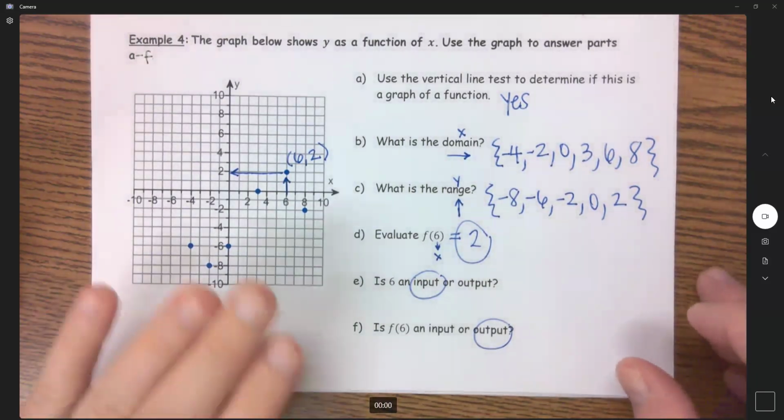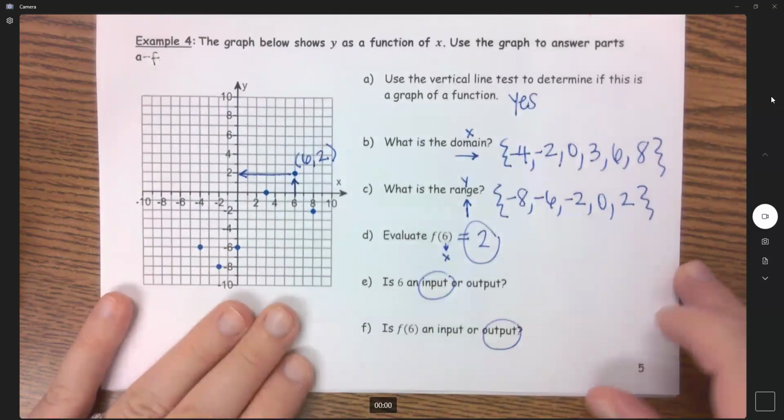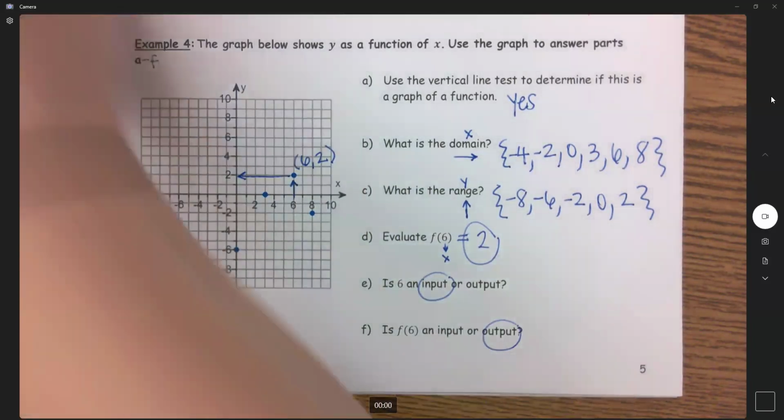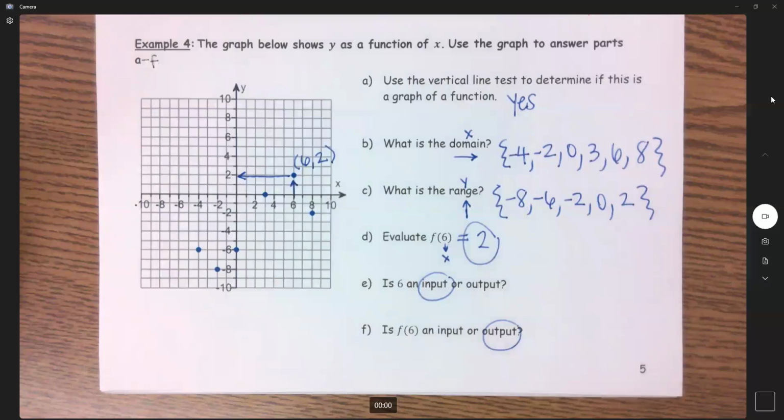Now, rewatch this one if you need to, because we're going to go on to example 5. And it's going to get a little bit harder as we keep going through these problems here.